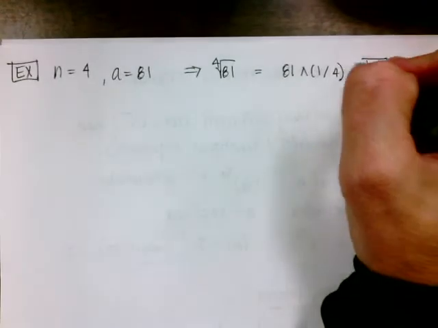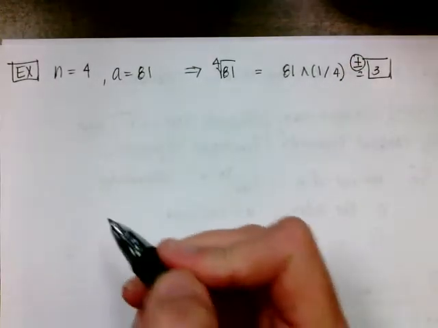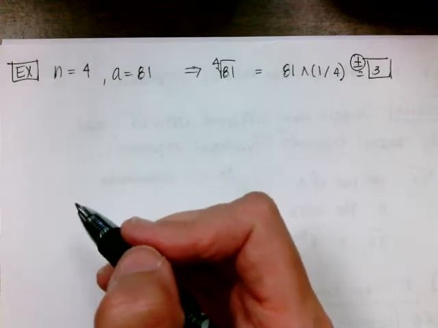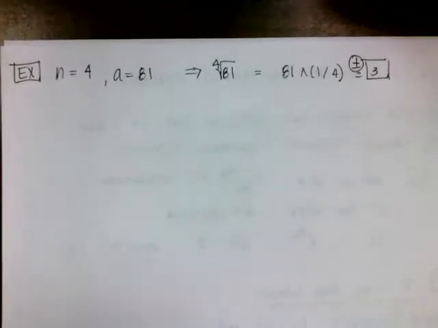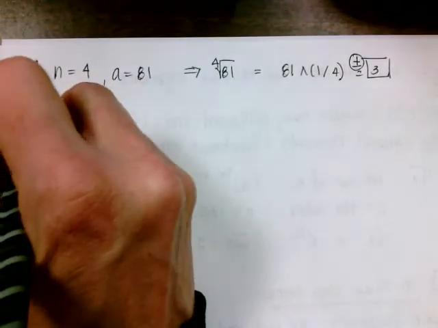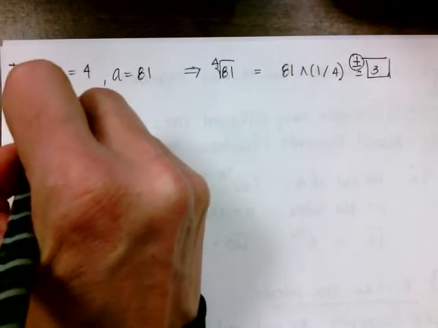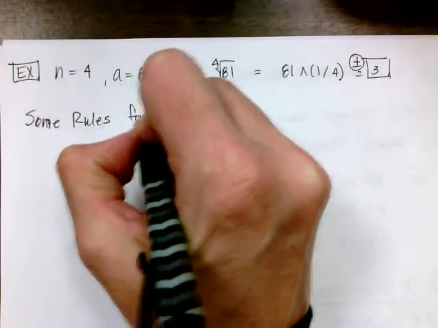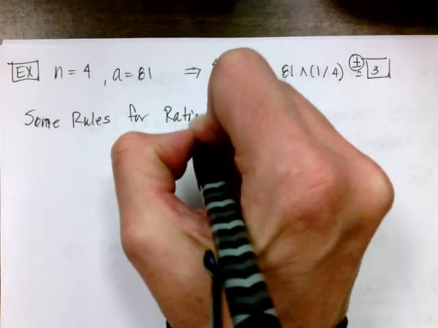All right, oops, incorrect. I have a plus or minus because it is a fourth root, and 4 is even. Therefore, I have 2 solutions. So I must be careful with that. All right, so now let's go back and, or sorry, I guess we're not going back. Let's get some rules for our rational exponents.